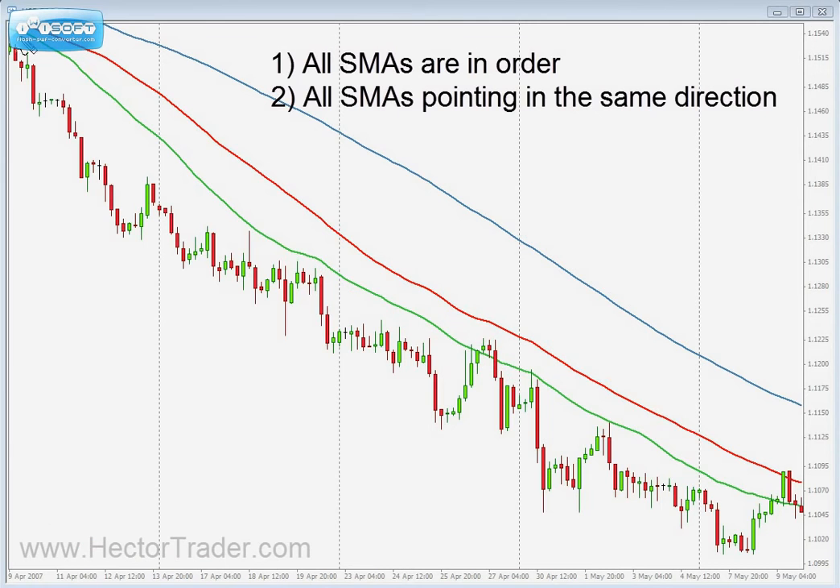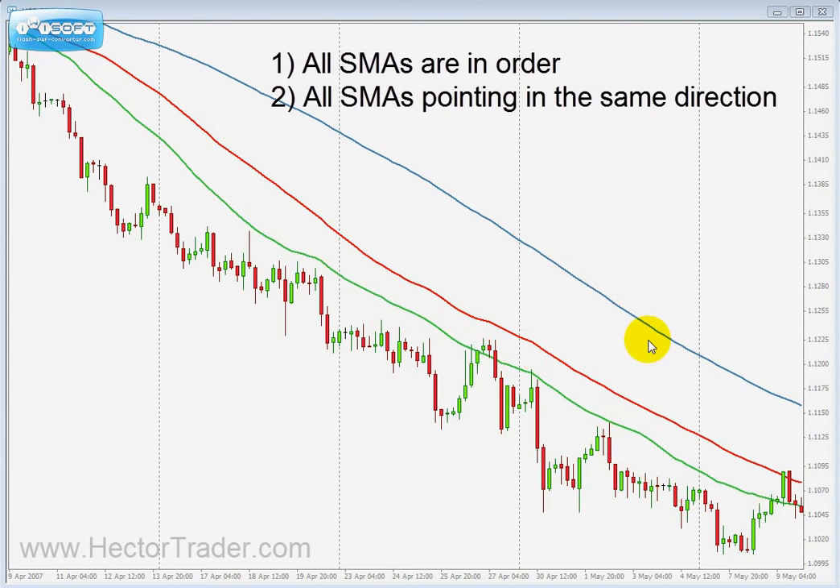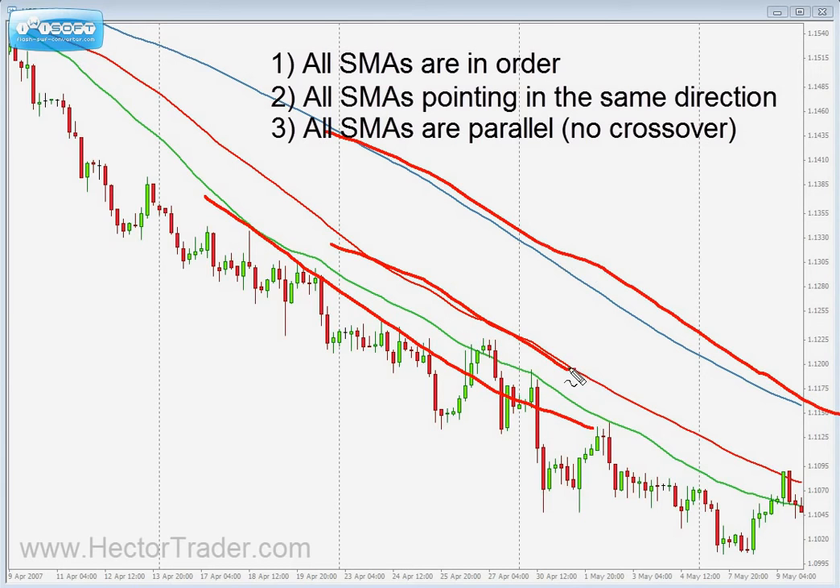All the way along on this USD against the Canadian dollar 4 hours chart, we can see that the moving averages have been in order and always pointing in the same direction, so those two conditions are certainly in place. The third condition is that all the three moving averages are parallel to each other, or if you prefer, that there are no crossovers. And once again, as we can see, there are no crossovers whatsoever on the screen.